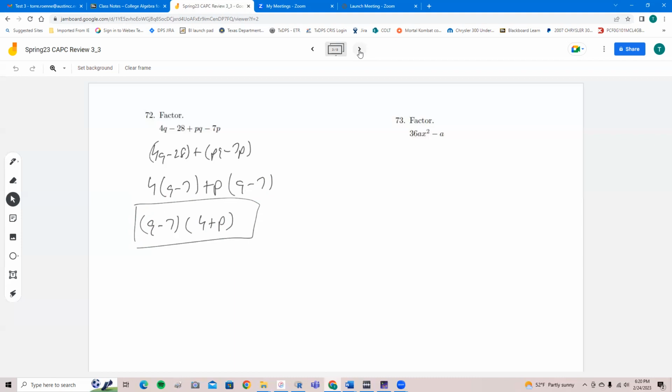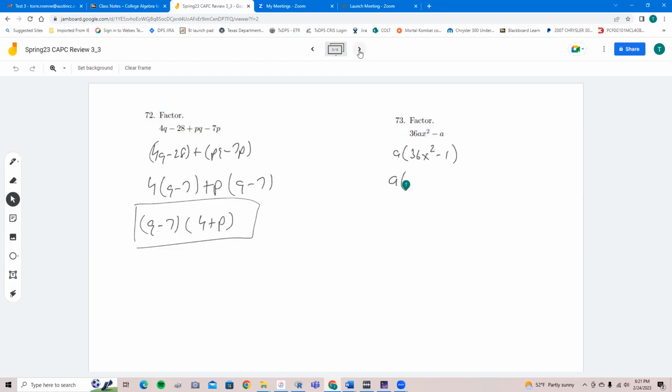Number 73, this should look familiar because we did this in class, right? You can pull an a out of both of these terms. So pull the a out, you have 36x squared minus 1. Now you have a couple options. You can either recognize this as a difference of squares, or you can use the AC method where your b term is 0. Just look for factors of negative 36 that add up to 0, which would be 6 and negative 6. So it works either way.